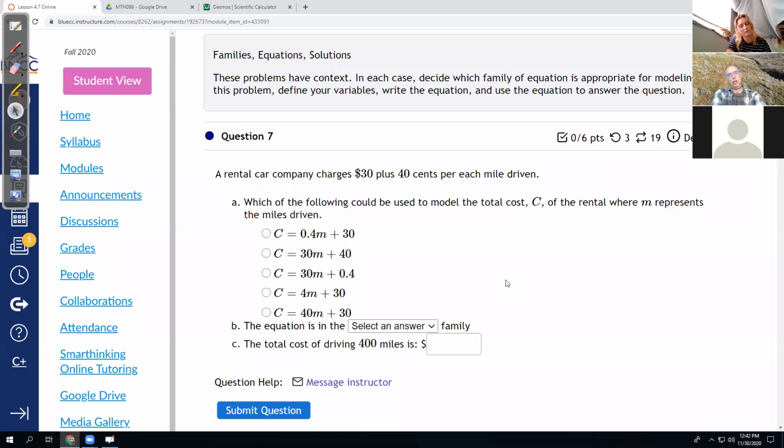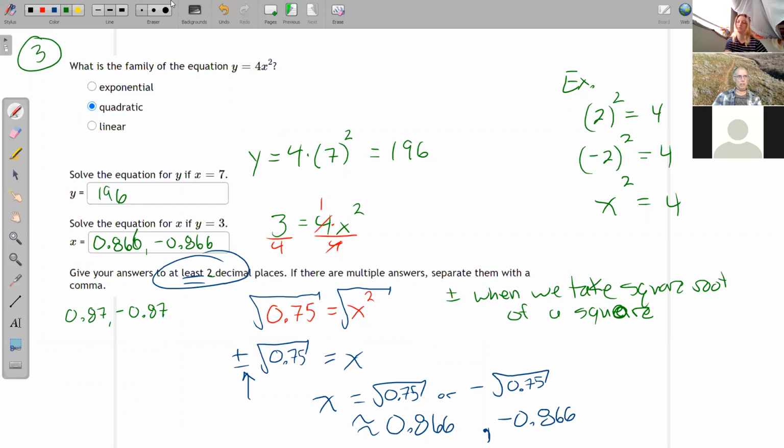Question number 1, a rental car company charges $30 plus 40 cents per each mile driven. Which of the following could be used to model the total cost of the rental where M represents the miles driven? I'm assuming the total cost should be in dollars, even though they talk about dollars and cents here. So I'm assuming that C is total cost in dollars. And we got to be careful mixing dollars and cents. So let's copy this into a new page.